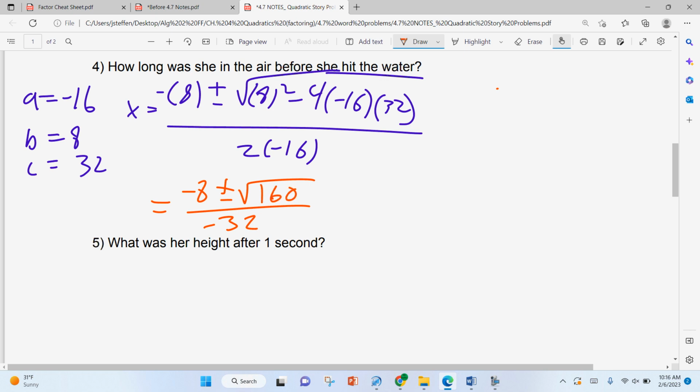I feel like that's not right. Ah, it's because I have a plus instead of a minus. Okay, hold on, sorry. We'll get through this. Much better.